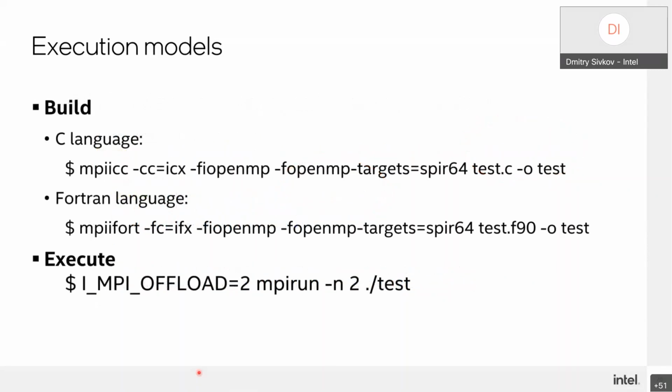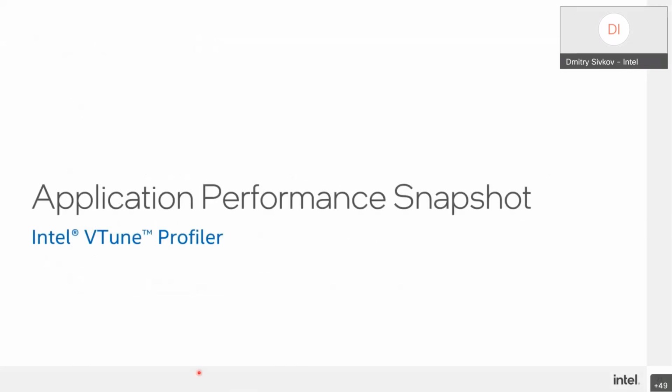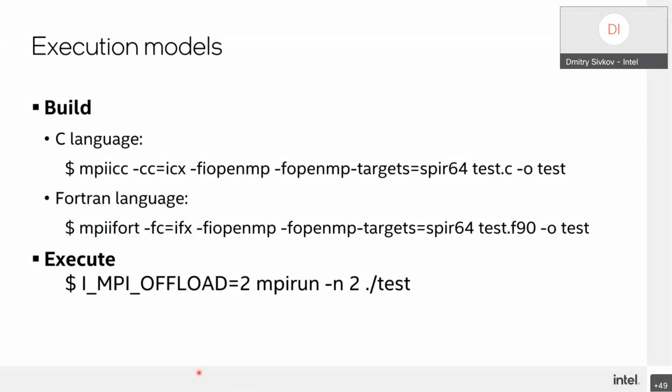And of course, we need to compile the application with OpenMP target. If we are using Intel GPUs, we can use it the same way, in the specified way for the C language and for the Fortran language, and execute it with I_MPI_OFFLOAD set to let the MPI infrastructure load the offload library. Okay, so this is about MPI and GPU. Any questions so far?